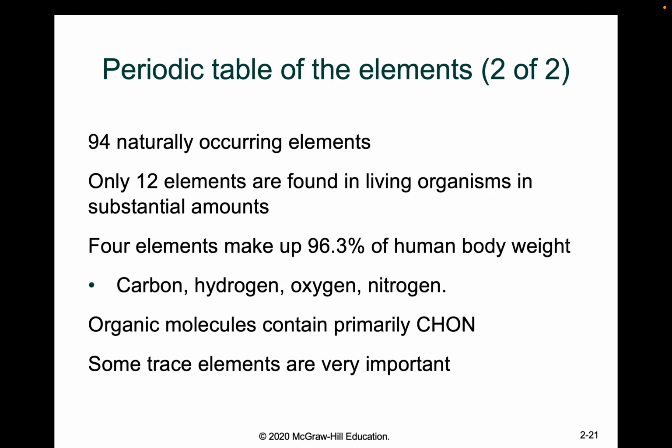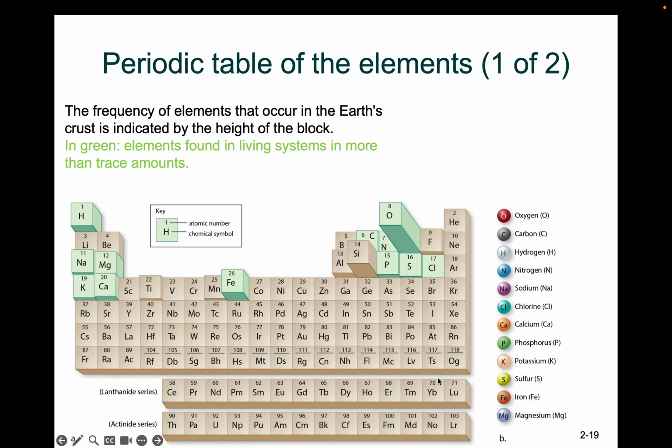So when it comes to the periodic table, there are 94 naturally occurring elements. Only 12 of those are actually found in living organisms. If you take a look at this periodic table, the ones in green are the ones found in living systems. Some of them, for example silicon, have some height. What that height means is the frequency at which the element is found in the Earth's crust. So clearly, not all of the elements that are very abundant in the Earth's crust are found within us.